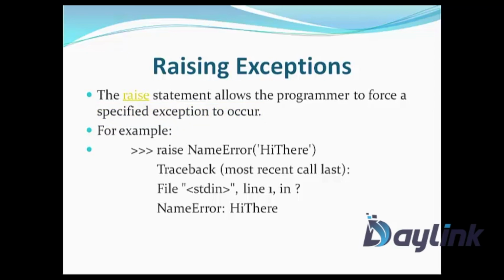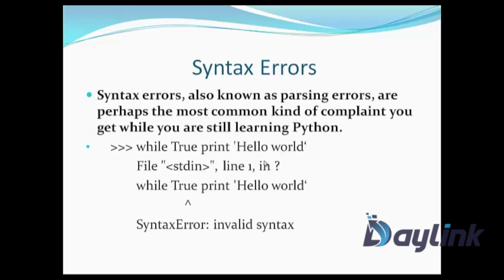The parser repeats the offending line and displays a little arrow pointing at the earliest point in the line where the error was detected. The error is caused by the token preceding the arrow. In the example, the error is detected at the keyword print since a colon is missing before it. Now we see the syntax error. Syntax errors, also known as parsing errors, are perhaps the most common kind of complaint you get while you are still learning Python.